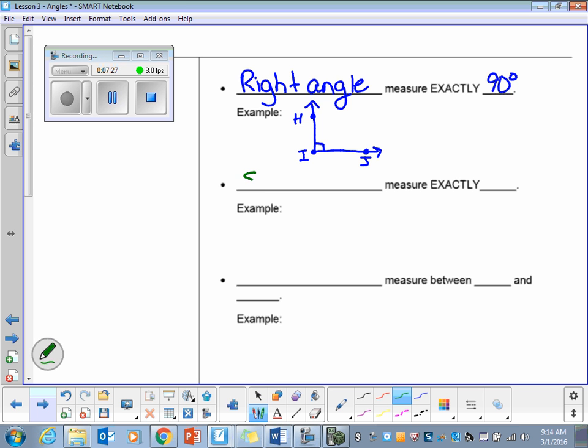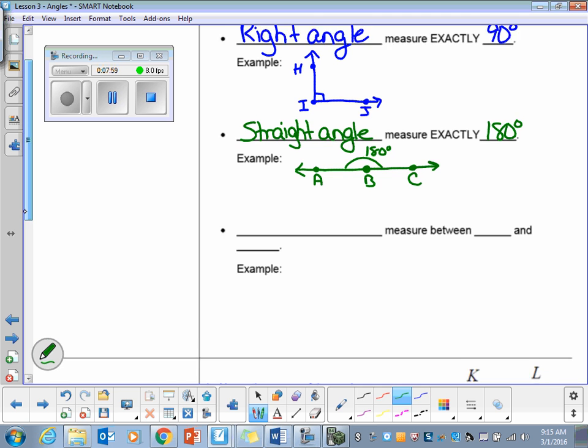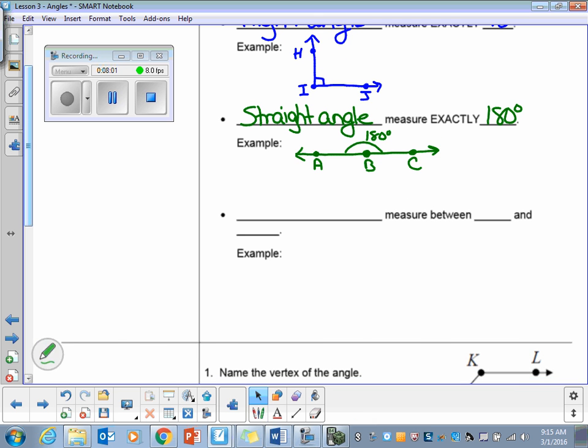A straight angle measures exactly 180 degrees. A straight angle and a line are the same, in appearance at least. A, B, C. We often do this to let people know we're talking about an angle and not a line. And then the last kind is called a reflex angle.